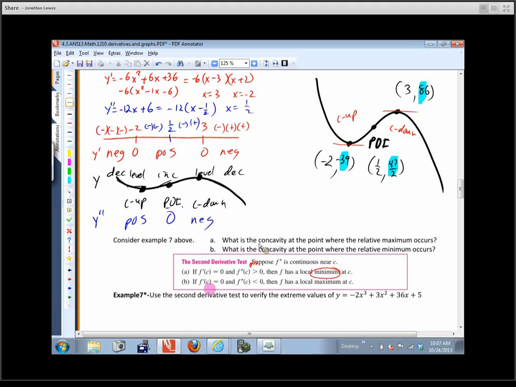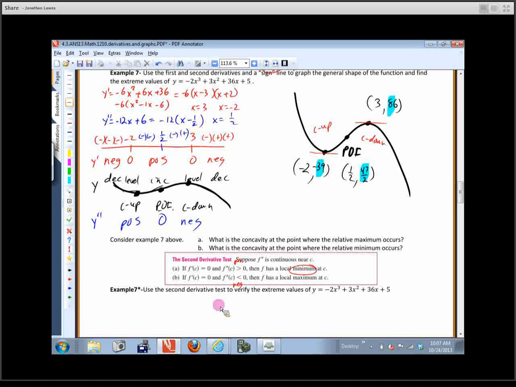Okay? If the first derivative is 0, so the function flattens off, levels off for just a second, and the second derivative is less than 0, or in other words, it's negative, it's going to be concave down, that's going to have a maximum. That's going to be this situation right here. So all we want to do on this one right here is just use the second derivative test to confirm what the extreme values are.